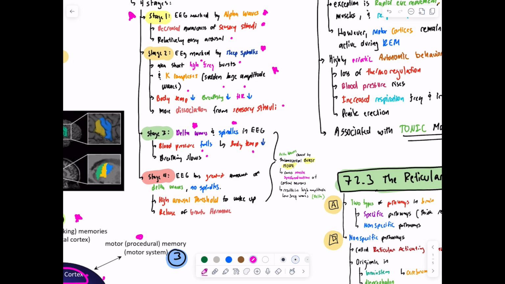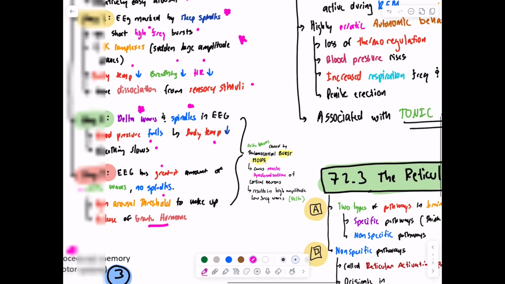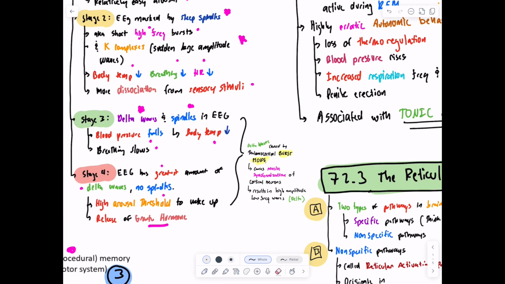Stage 4 on the EEG has the greatest amount of these delta waves, again super low frequency waves, and it takes a very high arousal to wake up, but you also have the release of growth hormone. So why do you have these delta waves? Well, you may remember that the thalamus has two different modes.